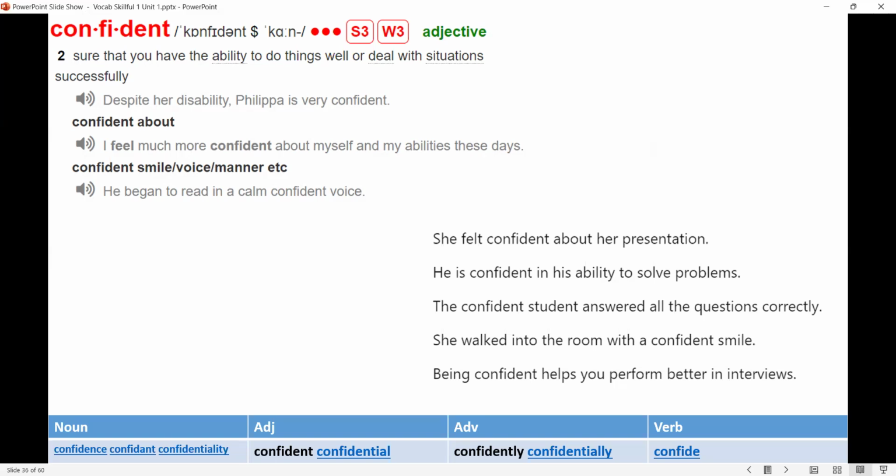He is confident in his ability to solve problems. The confident student answered all the questions correctly. She walked into the room with a confident smile.